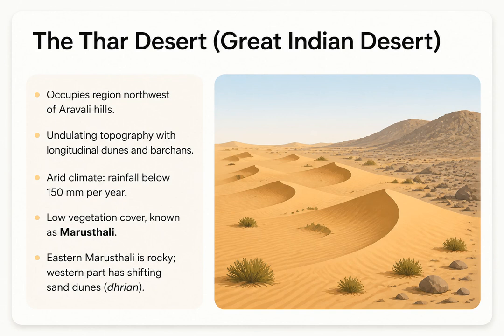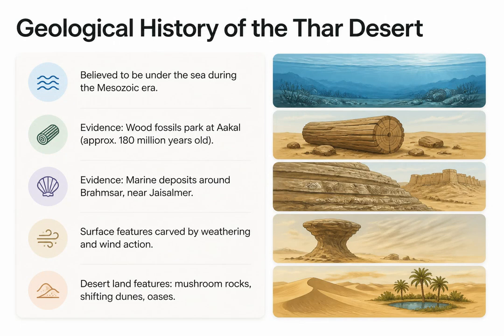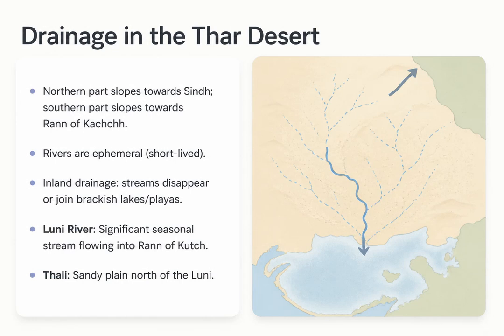The eastern part of Marusthali is quite rocky, while the western part is famous for its shifting sand dunes, locally known as Dhrian. It might be hard to believe, but during the Mesozoic era, the Thar Desert was actually underwater. We know this because of incredible evidence like the 180 million-year-old wood fossils at Akal and marine deposits found near Jaisalmer. While the bedrock is an extension of the peninsular plateau, millions of years of extreme aridity, weathering, and fierce wind action have carved the surface into classic desert features, including mushroom rocks, shifting dunes, and occasional oases in the south.